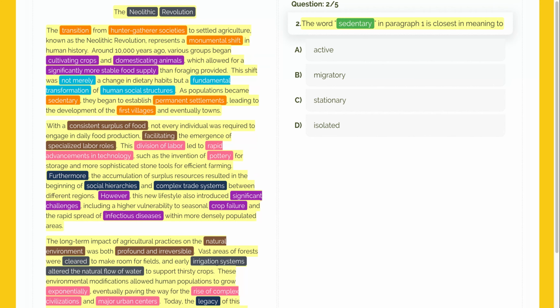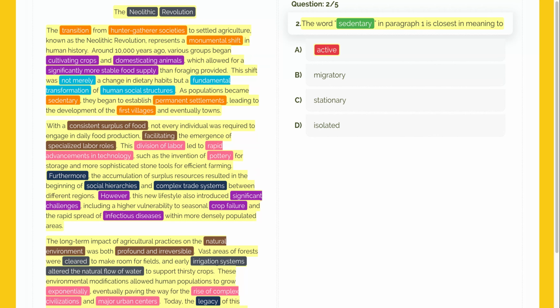In paragraph 1, the text says, populations became sedentary, and then they established permanent settlements. The word permanent is a huge clue here. If you are staying in a permanent place, you are not moving. A good test-taking tip for vocabulary is to replace the target word with each option and see which one keeps the sentence's logic intact. Let's take a closer look at option A, active.